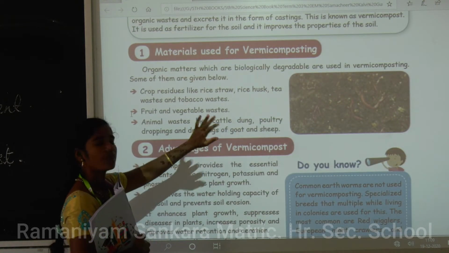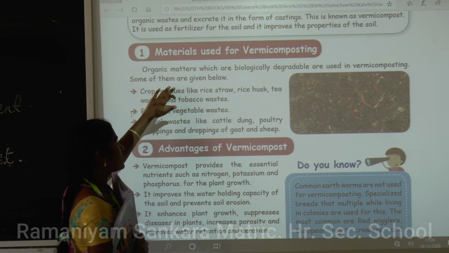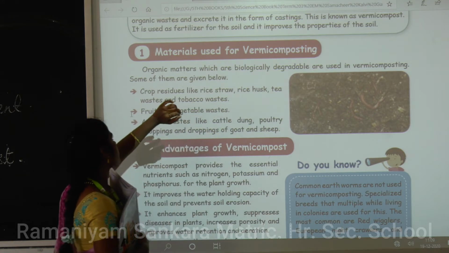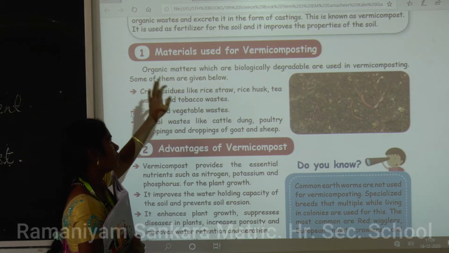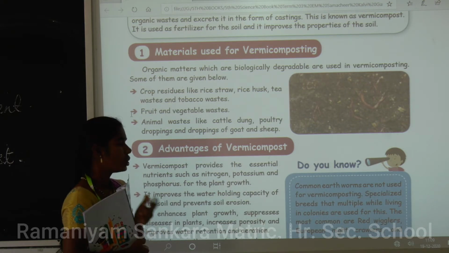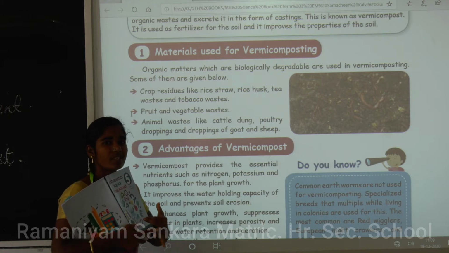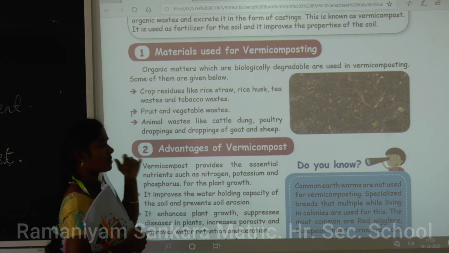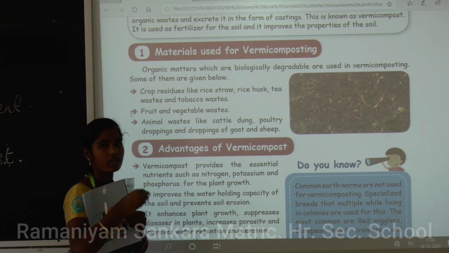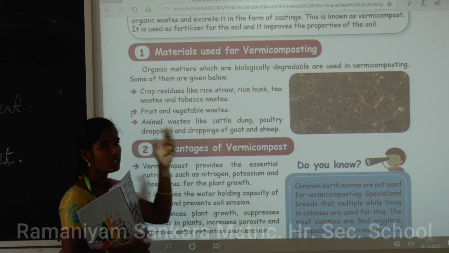அப்போ vermicomposting இப்போ actually என்ன யூஸ் பண்ணுறாங்க அப்படின்னா, first one is organic matters which are biologically degradable are used in vermicomposting. Some of them are given below. ஓகே, என்னென்னலாம் vermicomposting method-ல் we can use. ஓகேவா, so perishable foods, நம்மளோட waste food items and after that plant items. ஓகேவா, so அதெல்லாம் easily decomposible, சீக்கிரமாகவே மக்கக்கூடியது. So in this vermicomposting method we can use it.